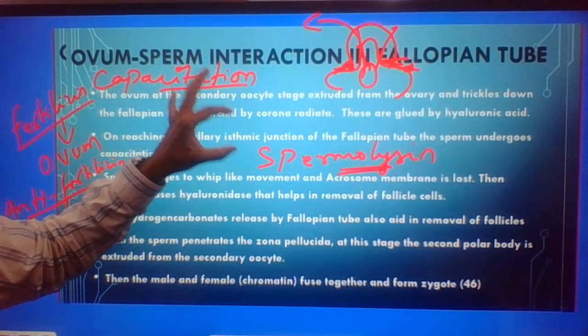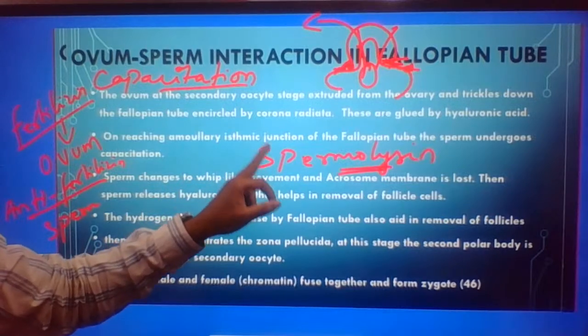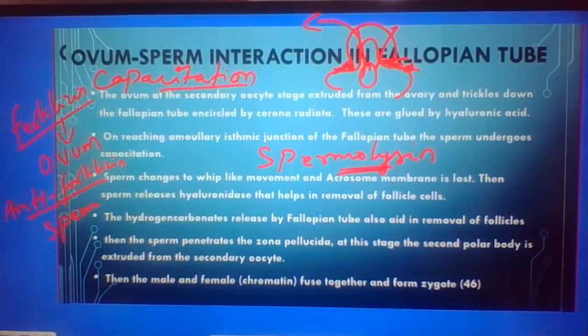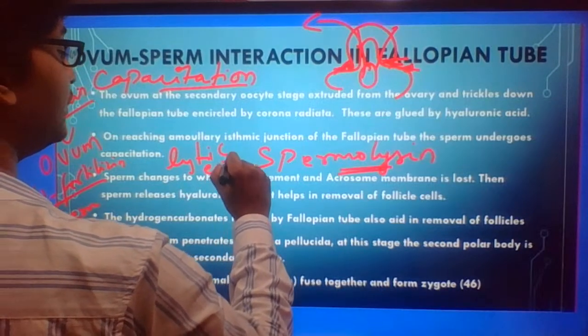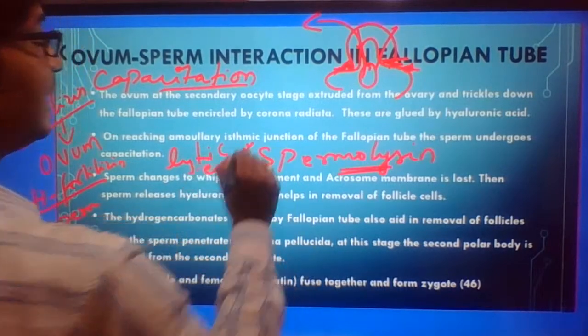Then we have the release of spermolysin, a lytic enzyme. Spermolysin we call a lytic enzyme. These are called lytic enzymes. So in the next stage, the spermolysin, the lytic enzymes, are produced.